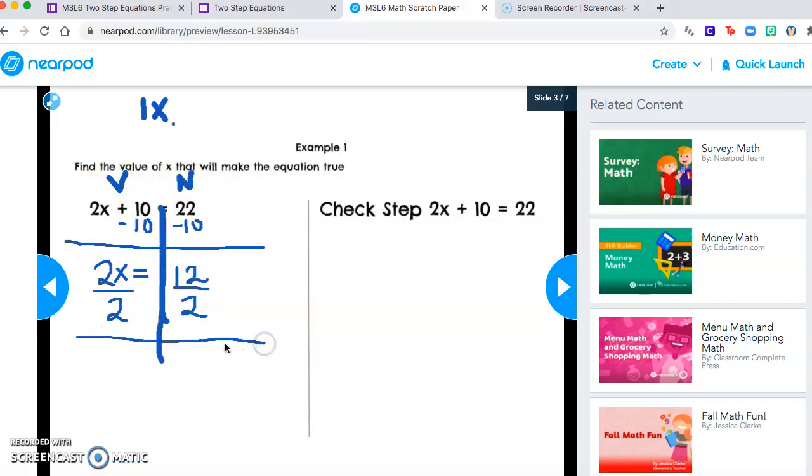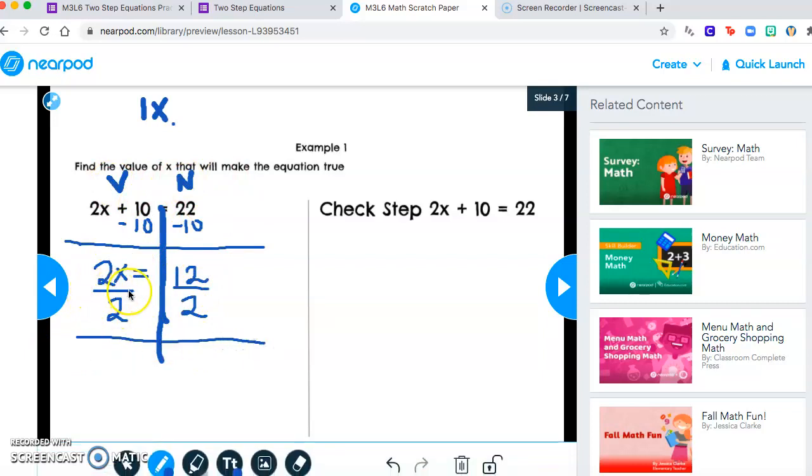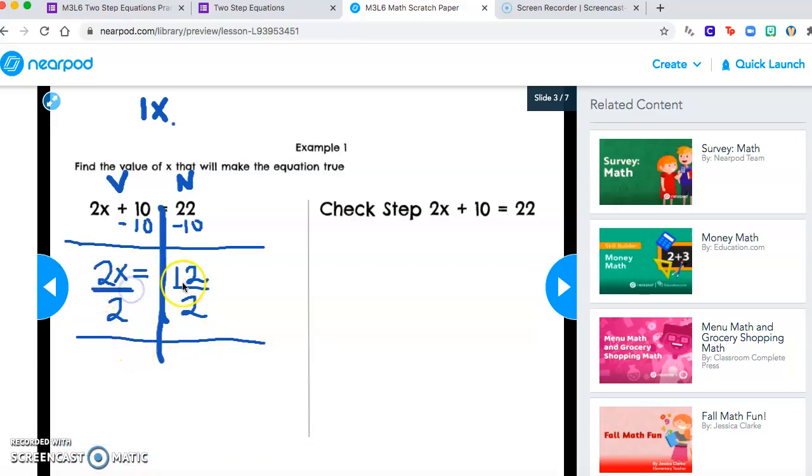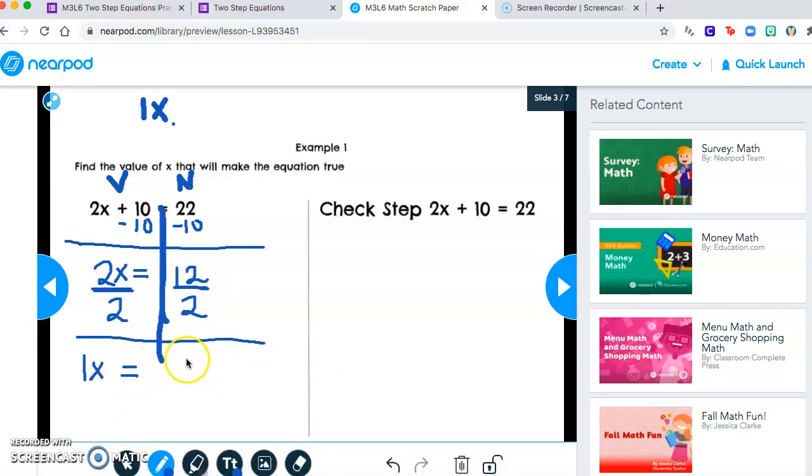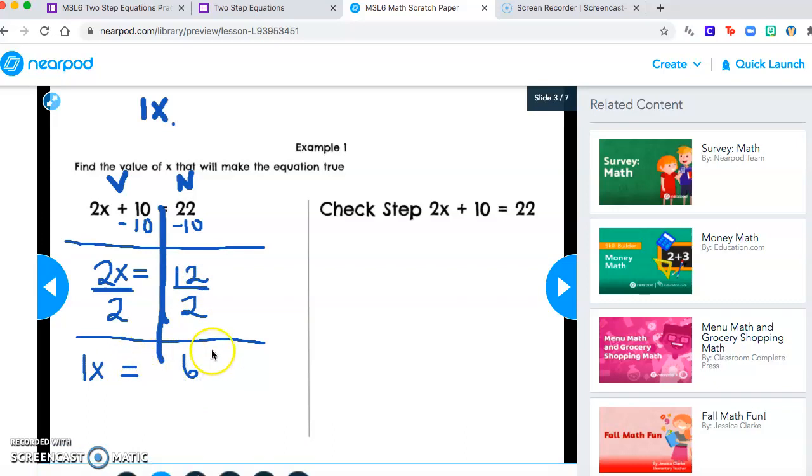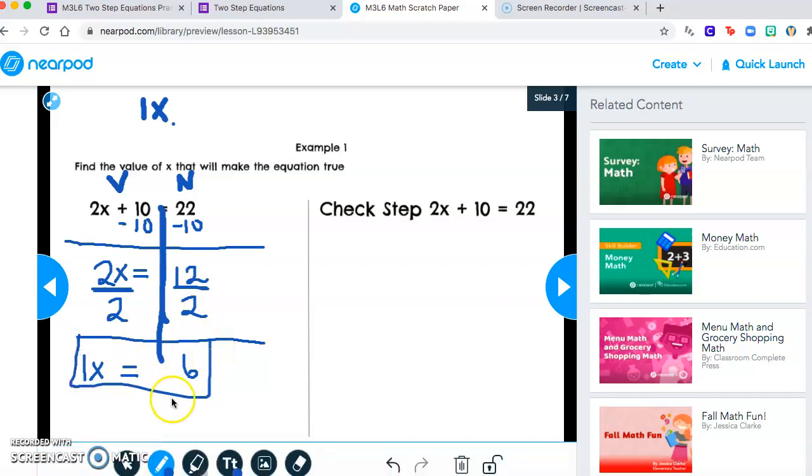And then we draw a line. So make sure that your division sign is smaller. It doesn't look like this, like you're just dividing by 2. So it should look like that. Then you draw your barrier and you get 1x. Don't forget the equals. And 12 divided by 2 is 6. So we're saying that x equals 6.